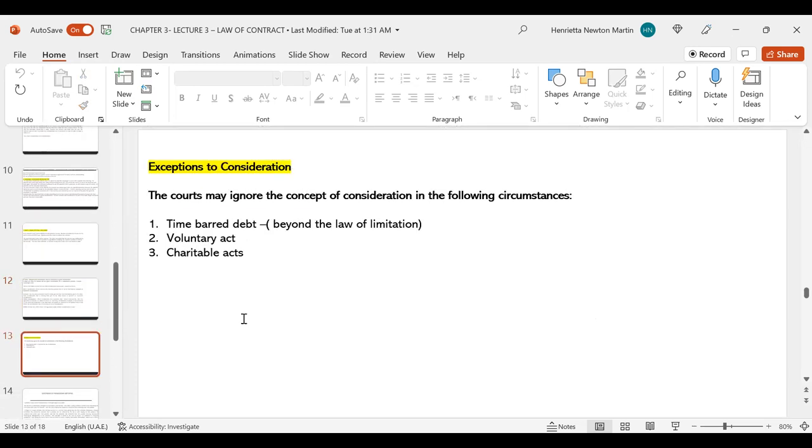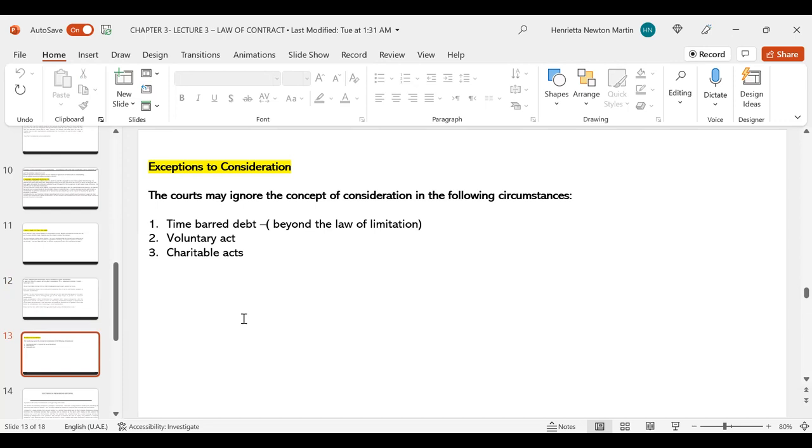Now, what are the exceptions to the concept of consideration? We learned about past consideration exceptions. Now we are seeing what are the exceptions to the entire concept of consideration. What consideration will not be really taken into account? So the court may ignore the concept of consideration in the following circumstances.